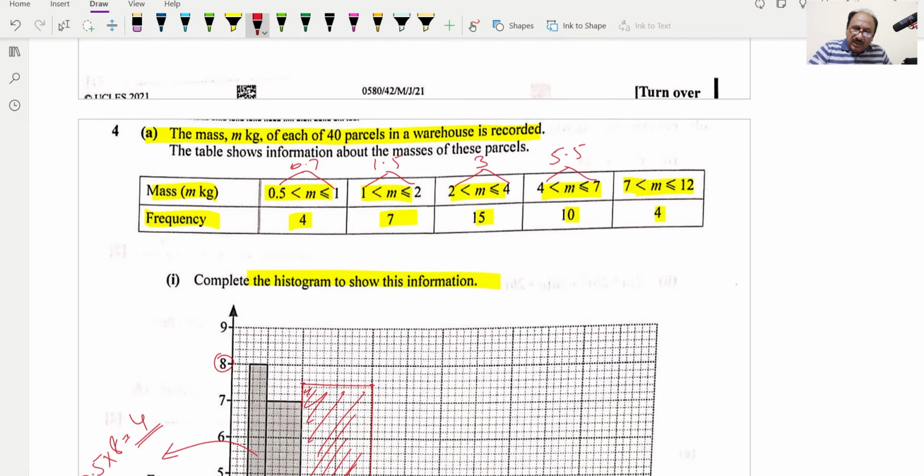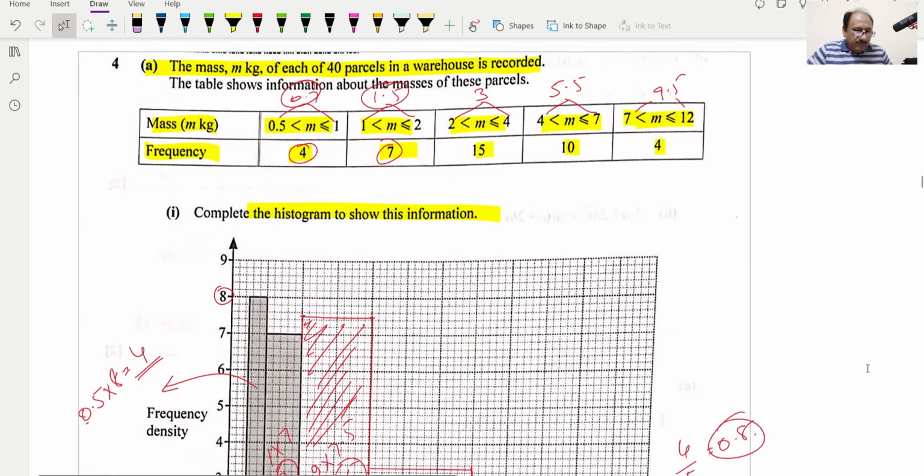So this will be 19. 19 divided by 2 will be 9.5. So this will be the middle value. Now this value multiply by 4, this value multiply by 7, and we will add them.